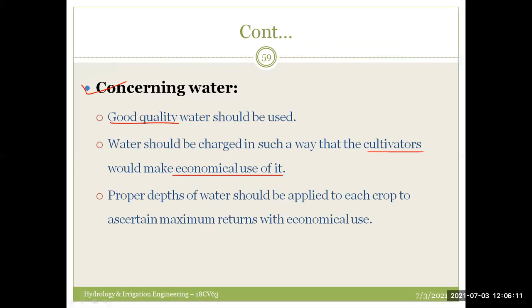Also, the proper depth of water should be applied to each crop. We cannot simply apply just 10 centimeter or 20 centimeter depth of water. The depth of water should be properly applied to each crop, which will increase the duty and also be an economical use.